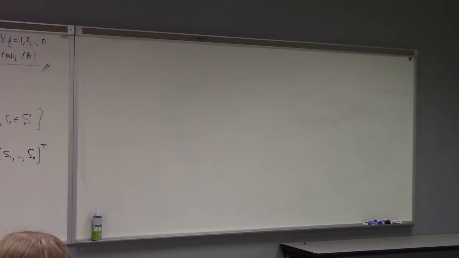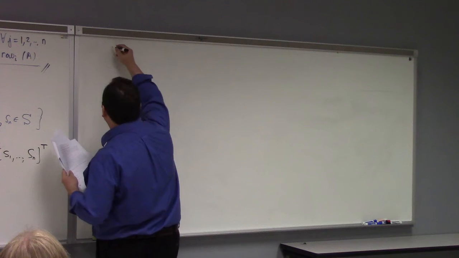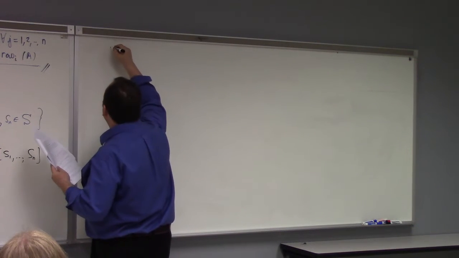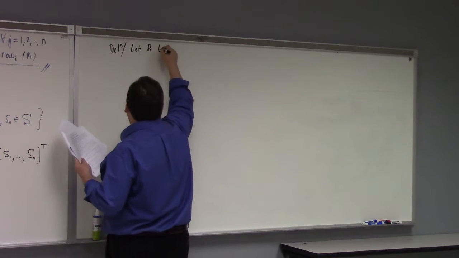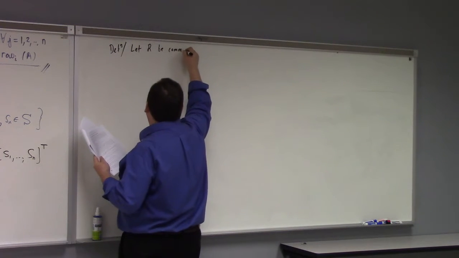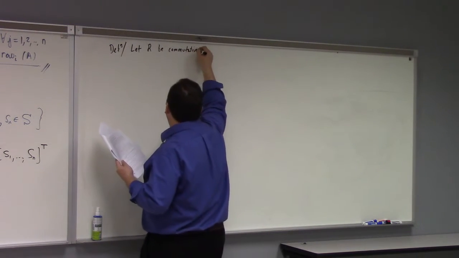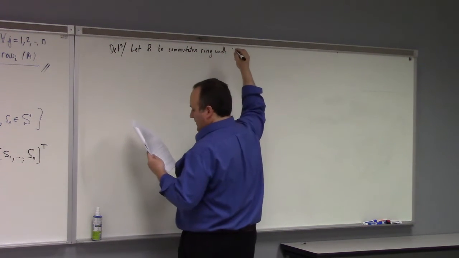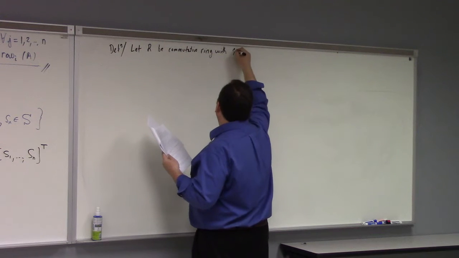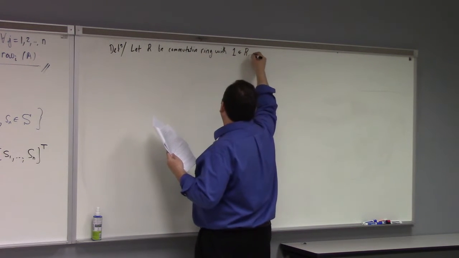So we should review those and make sure we understand the notation. And we should take a moment here to make definitions for all those things explicitly in terms of index notation. So, definition: let R be a commutative ring with 1 in R. That's the context I want to work in.